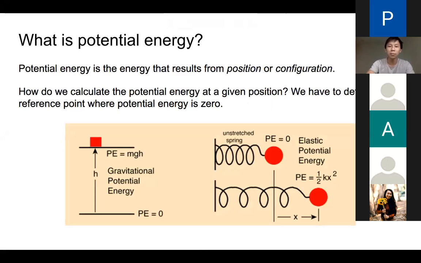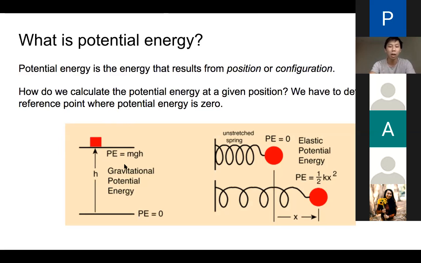So in this class, you'll find lots of different types of energy. You might know about kinetic energy, right? If I give you a mass and a velocity, you can calculate the kinetic energy. Potential energy is if I give you a position, you can find the potential energy. But in order to calculate a potential energy at a given position, you need to have a reference point where you define the potential energy to be zero.